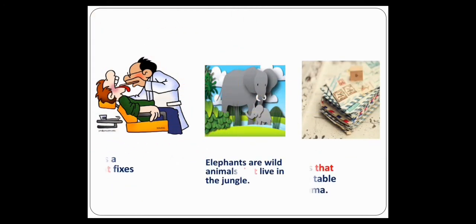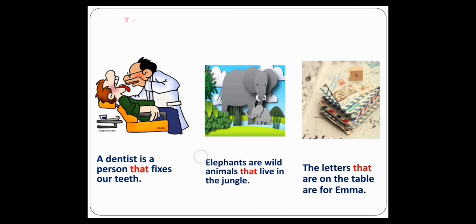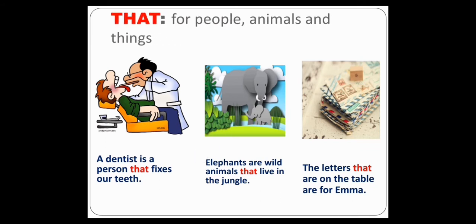Now we can replace who and which with that. So you can say, for example, a dentist is a person who fixes our teeth, or a dentist is a person that fixes our teeth. So that and who are the same in this context. Elephants are wild animals that live in the jungle. So that live or which live in the jungle. So both are correct. The letters that are on the table are for Emma. So here that and which are the same.